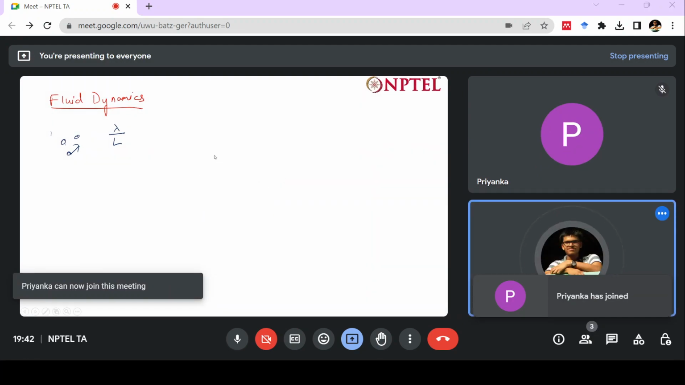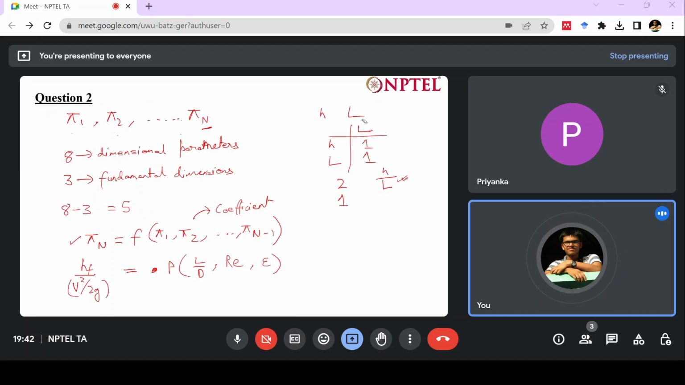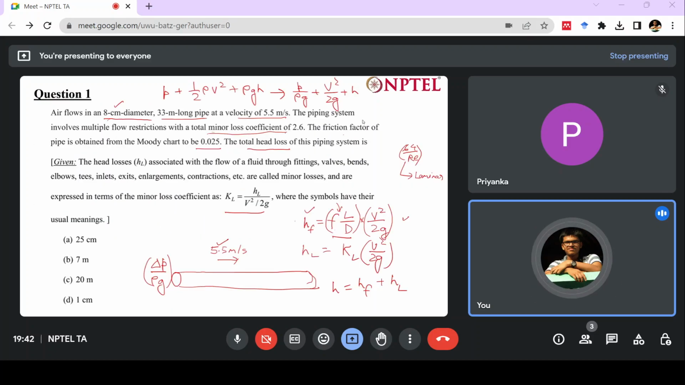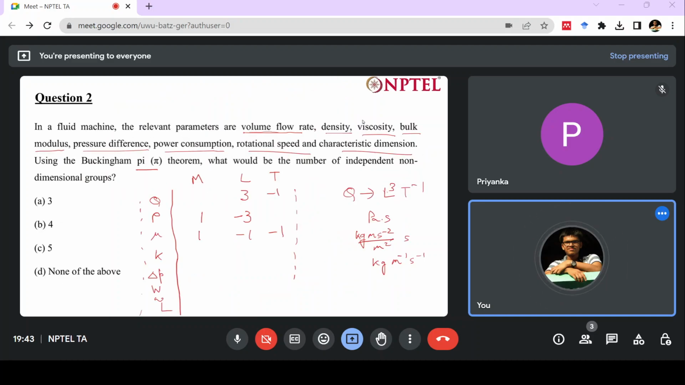Yeah. So we were discussing, I discussed two problems. I will just recap. One related to the friction factor and how we can calculate head losses. And then we were discussing the Buckingham pi theorem, and we have solved a problem like this. So you can check the recording, and if you have any particular doubt, then you can ask.